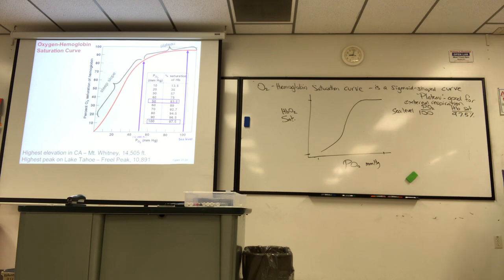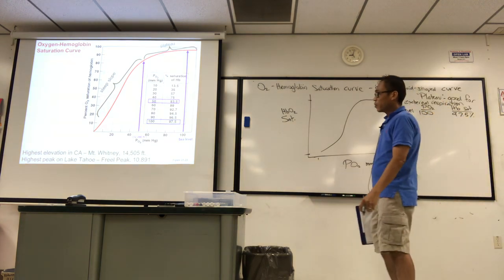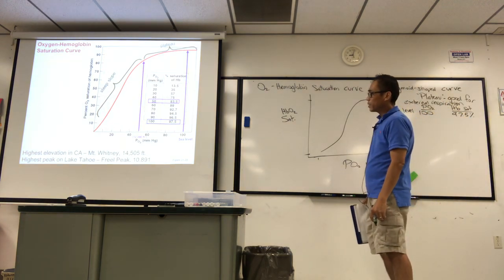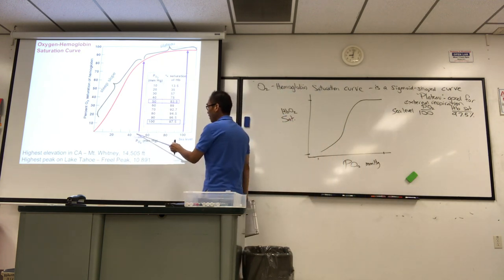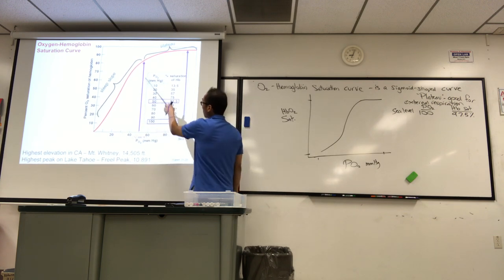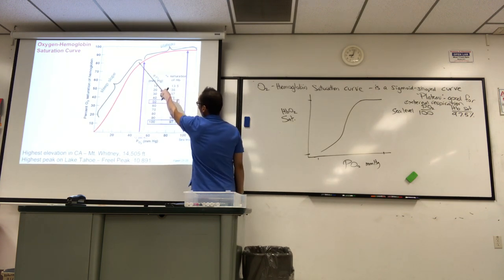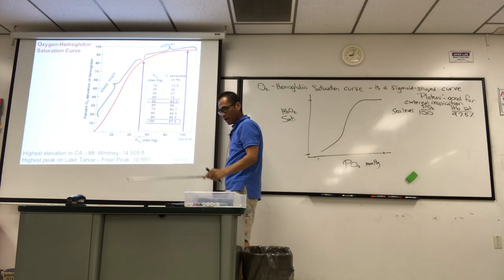But let's pretend you drive up to where the air is thinner, say 12,000 feet. At 12,000 feet, the PO2 is about 50. So I put an arrow at 50, and I boxed 50 just like I did for 100. I drew it right there, okay? And if you eyeball that, it's about 83.5.